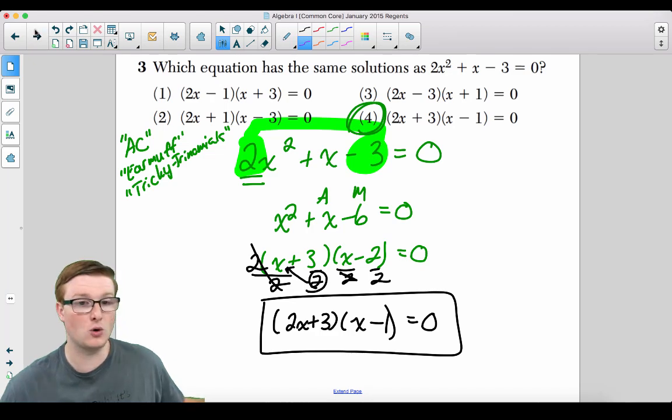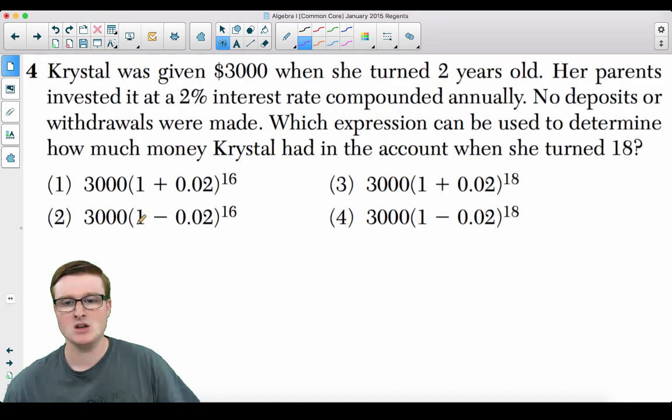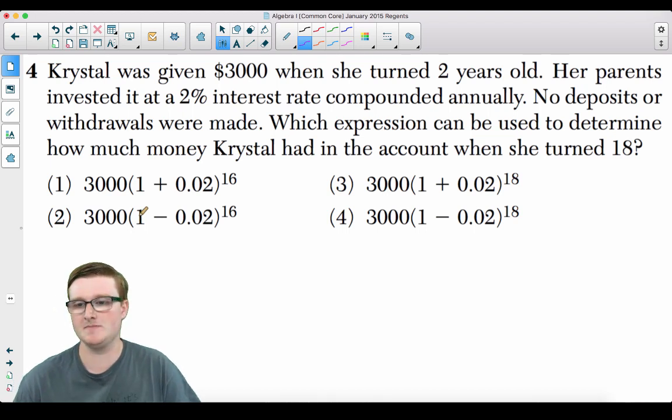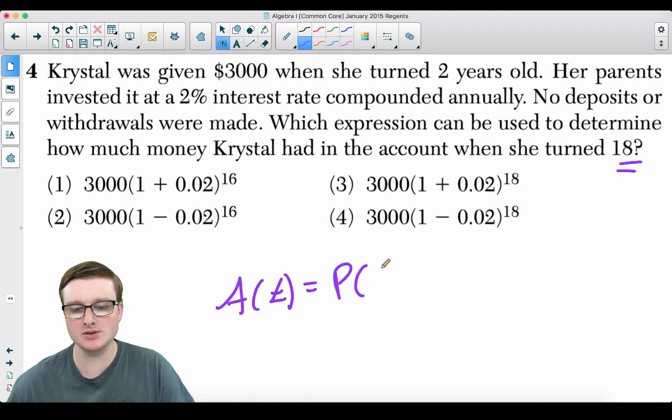All right, moving on to number 4. Krystal was given $3,000 when she turned 2 years old. Her parents invested it at a 2% interest rate compounded annually. No deposits or withdrawals are made. Which expression can be used to determine how much money Krystal had in the account when she turned 18 years old? So you need to know this formula right here.